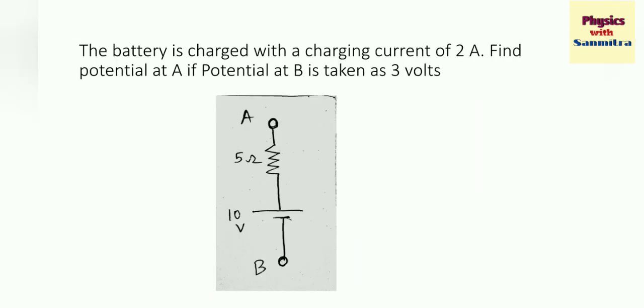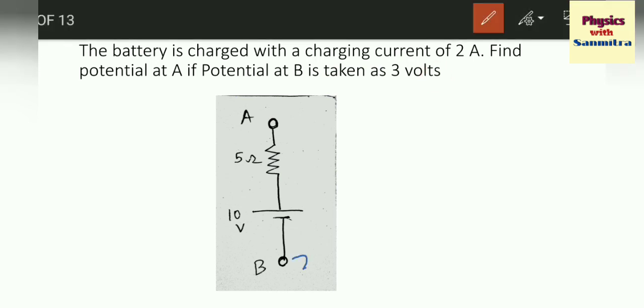Okay, we have a question for the viewers. See, we have a part of a circuit. This is the point A, node A. There is a resistance, there is a voltage of 10 volt, and there is a point B. The battery is charged with a charging current of 2 ampere. Find the potential at A. We have to find the potential here if the potential of B is taken as 3 volt.